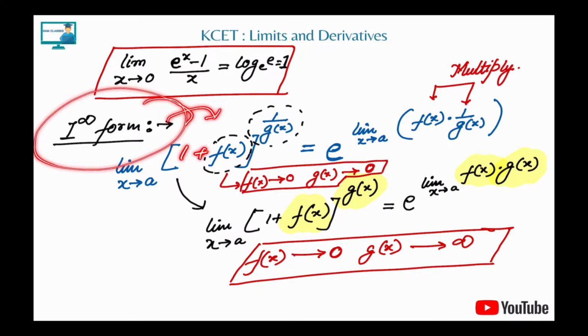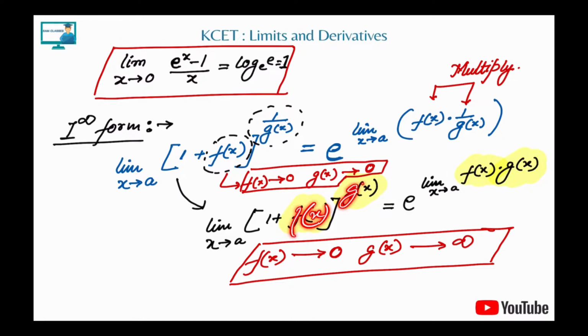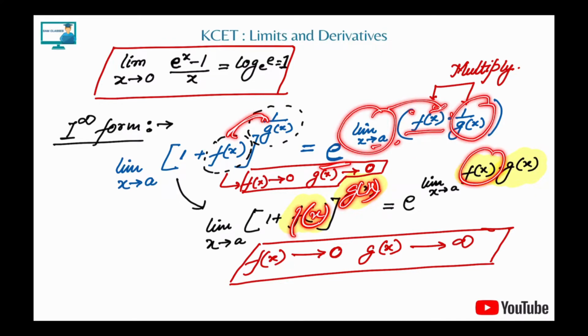1 plus, either you will get f(x) and then power 1 by g(x), or you will get f(x) power g(x). In both the cases, you need to multiply these two. What you have to do is take e, limit x tends to a, then multiply these two, f(x) into 1 by g(x) or f(x) into g(x). And then you'll solve it, you'll get the answer. Nothing more than that is there.